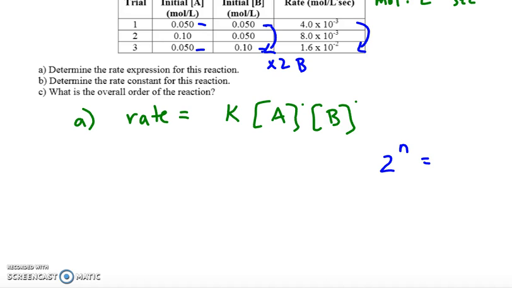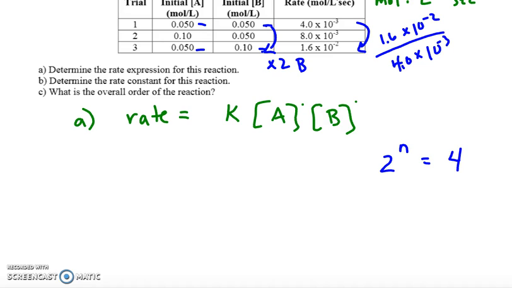How much is this increasing? From 4.0 times 10 to the negative 3 up to 1.6 times 10 to the negative 2. If you were to do this little mathematical equation, take the bigger number, divide it by the smaller number, you're going to see that this is an increase of 4 times. All right, so the rate in trial 3 is 4 times bigger than the rate in trial 1.